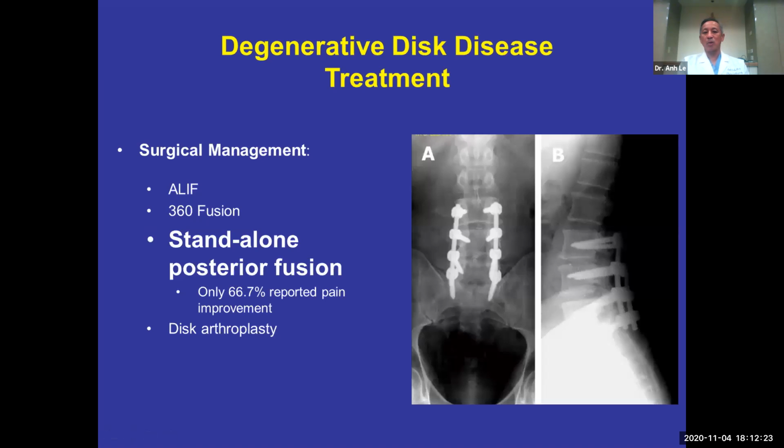For standalone posterior spinal fusion, again, dissection of the posterior musculature puts this procedure at a disadvantage. And the problem is that it's not very strong in terms of stopping the movement of the disc. And therefore, only 66.7% of the patients reported pain improvement with posterior spinal fusion alone.